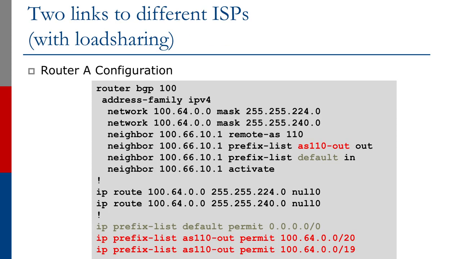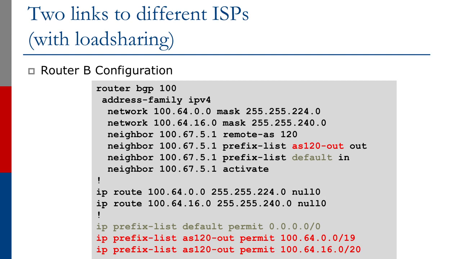Let's look at router A configuration. We're now originating the /19 aggregate and the first /20. And so the prefix list allows the aggregate and the /20 outbound. And there's another prefix list allowing just the default route in, similar to what we saw in the earlier examples. Router B, aggregate out plus the second /20, as we've seen earlier.